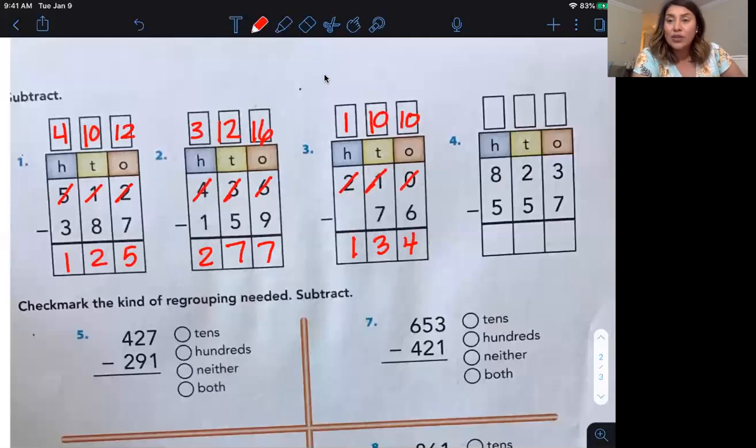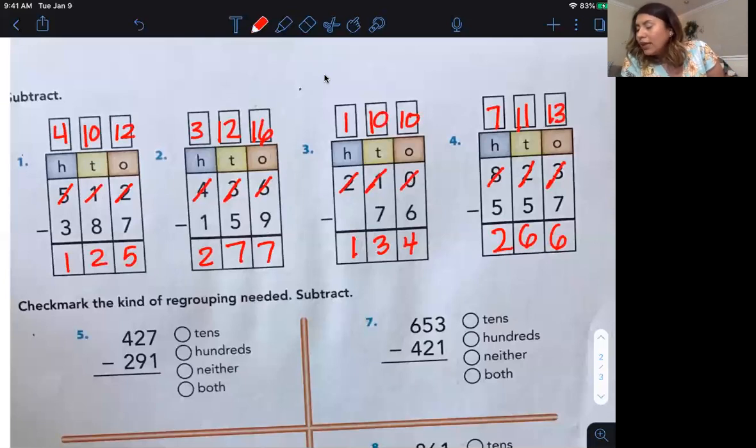3 take away 7. Can you do it? No, you can't. Let's borrow. 2 becomes a 1. Our 3 becomes 13. 13 take away 7 is 6. Nice. 1 take away 5. Can't do it. Let's borrow again. 8 becomes 7. And you just put a 1 right in front of that 1, making 11, because we're giving it 10 tens. 11 take away 5 is another 6. 7 take away 5 is 2. What's my answer? Let's say it together. 266.